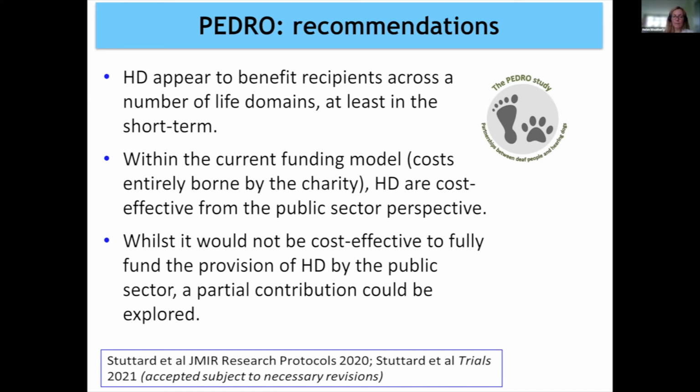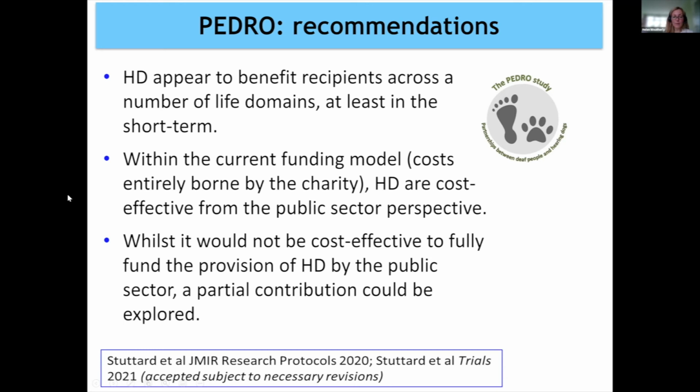So within the current funding model, that is where the costs are borne by the charity, hearing dogs are typically cost effective from the public sector perspective. We should say that whilst it would not be cost effective to fully fund the provision of hearing dogs by the public sector, it might be possible that a partial contribution could be made and it would still be cost effective. We found out these analyses by using an approach called net health benefits.